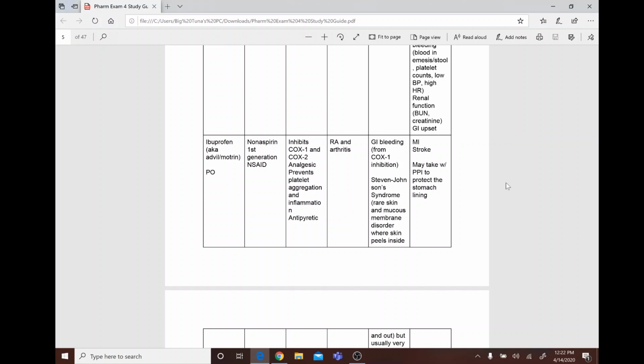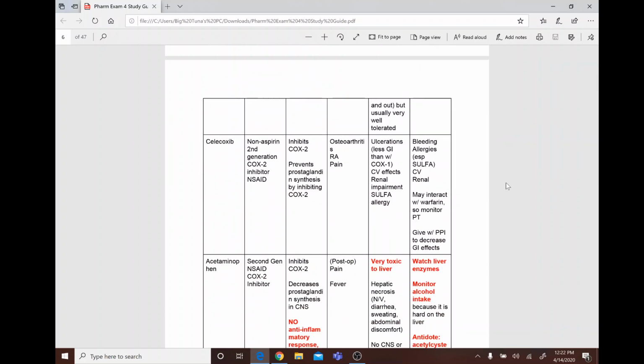Side and adverse effects of ibuprofen could be Stevens-Johnson syndrome, but this is usually relatively tolerated, and GI bleeding. With ibuprofen, you want to look for MIs and strokes, and you may take it with a PPI to protect the stomach lining. Celecoxib is a non-aspirin second-gen COX-2 inhibitor NSAID. Celecoxib inhibits COX-2 and prevents prostaglandin synthesis by inhibiting COX-2. You take celecoxib for osteoarthritis, RA, and pain.